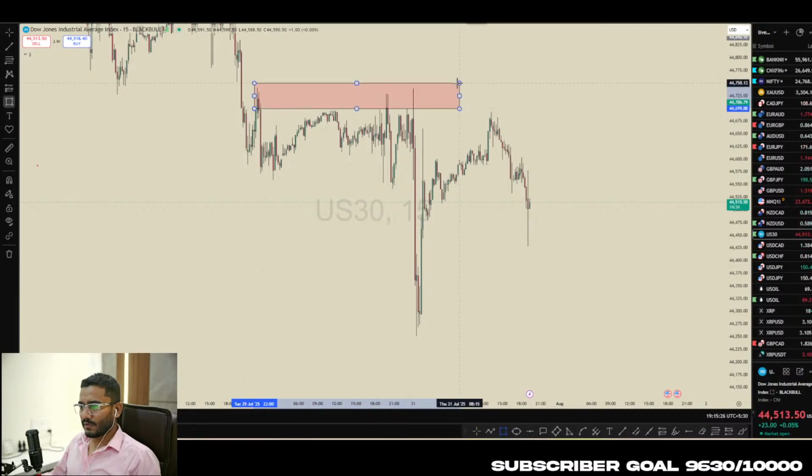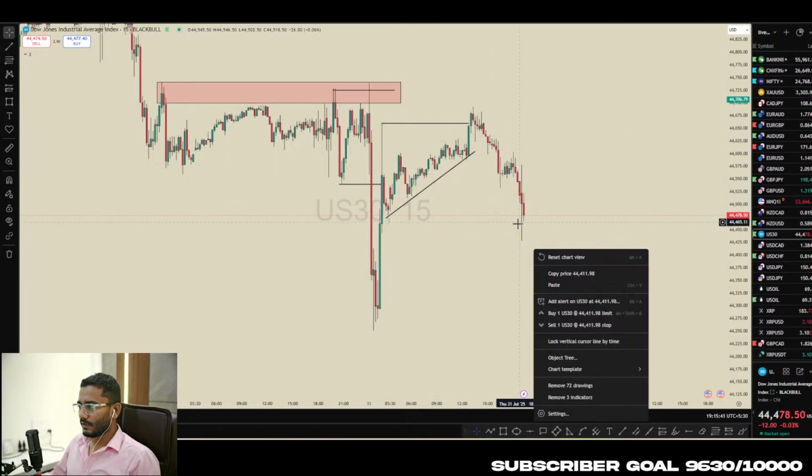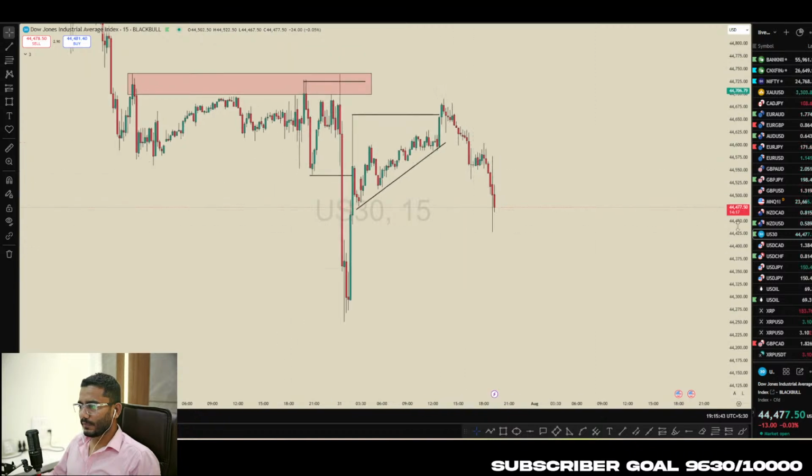Yesterday, price tapped from this area. In news, it swept out all these lows, creating an inducement, a higher time frame inducement. And again, break of structure here. You can see price again swept all this liquidity, sweeping this high. So it should continue to the downside.